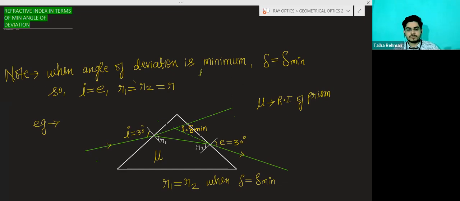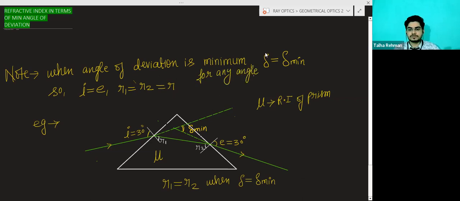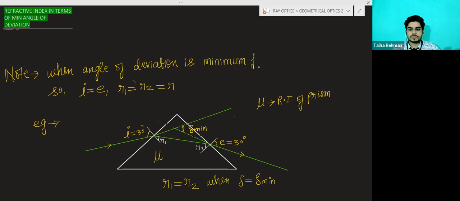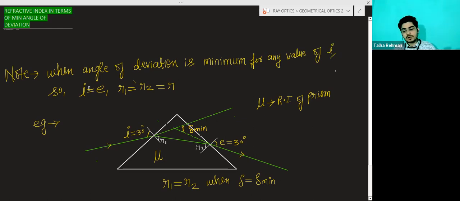For minimum deviation, for any value of angle of incidence i, the angle of incidence also becomes equal to the angle of emergence, and R1 and R2 are also equal, that is equal to r. So you can see here this angle is 30 degrees and this is R1. This angle is 30 degrees, this is R2. So symmetrical conditions are there. From the symmetry, you can say R1 and R2 are equal. And mu is the refractive index of the prism.